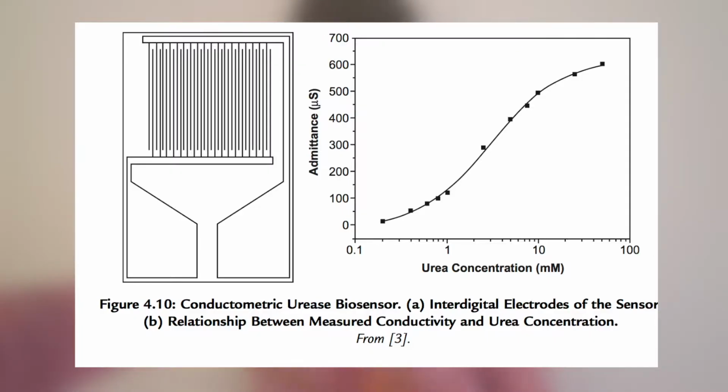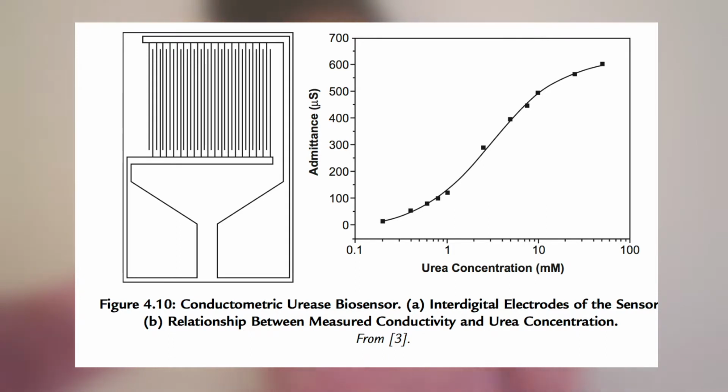In a conductometric urea biosensor, for example, photolithography is used to create interdigital electrodes used in the sensor. When urea binds to the urease, this results in a change in conductivity between the electrodes, which allows the sensor to detect a relative increase in the urea concentration.